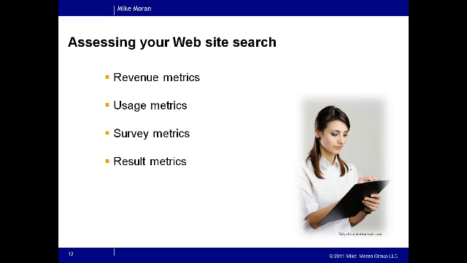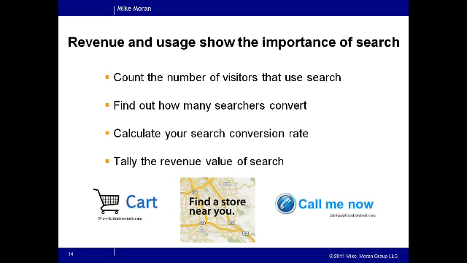So if you've listened to me before, you know that I'm a bug about metrics. I'd always like you to focus on metrics and make your improvements based on what that feedback loop is telling you. And so we want to think about the different kinds of metrics that you can use. So you can use revenue metrics, you can use usage metrics, survey metrics, and result metrics. And I want to talk about each one of those and how you use them to improve your site search.